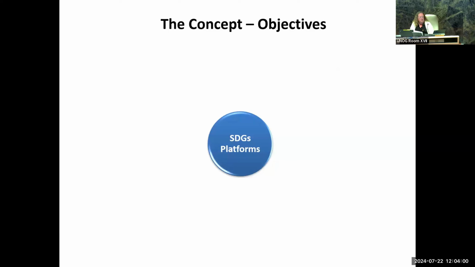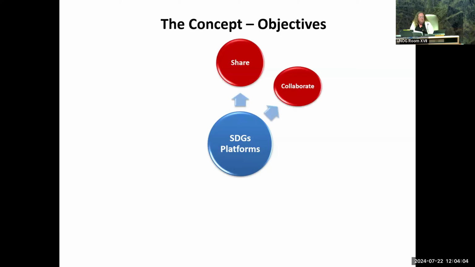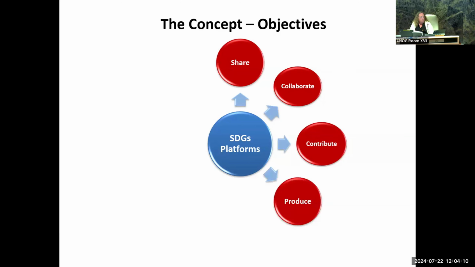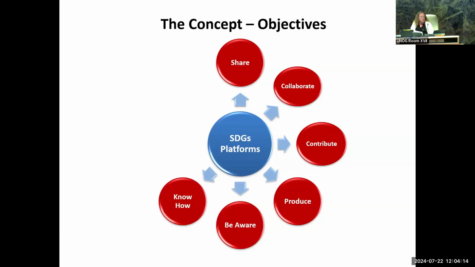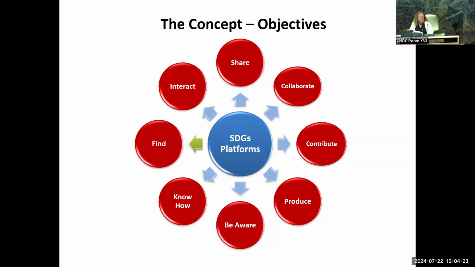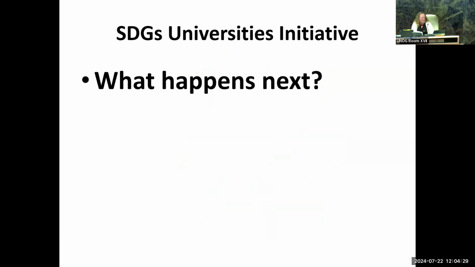So these are the objectives. You have the SDGs platform. You share information, collaborate, contribute to the pages, you're aware of what is going on across the world, sharing know-how. We all need to share know-how. Find people, information, universities easily, and you interact. The most important thing is the interaction with other people.